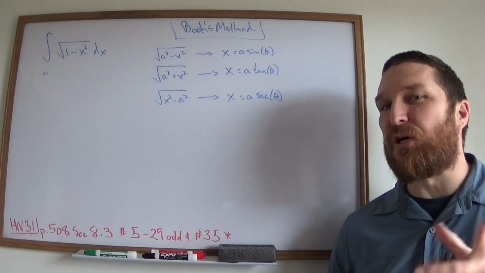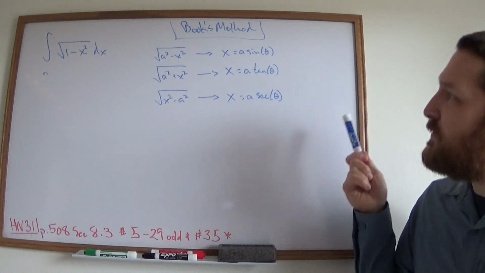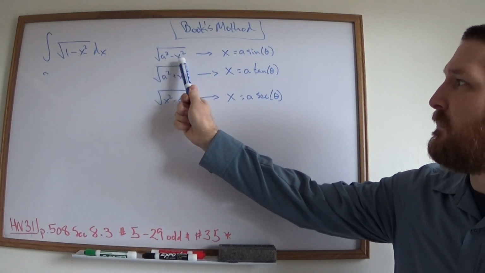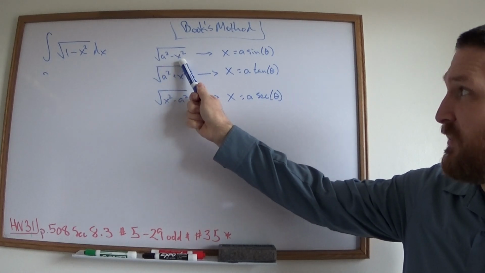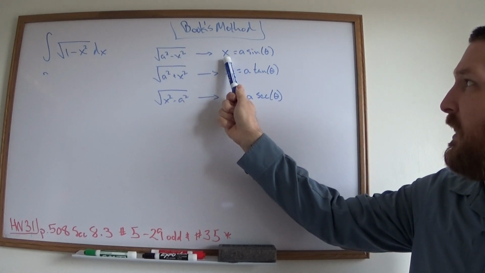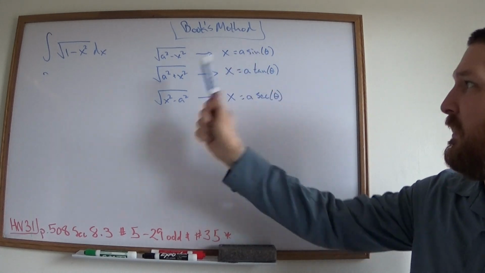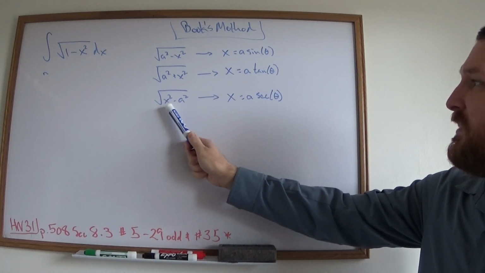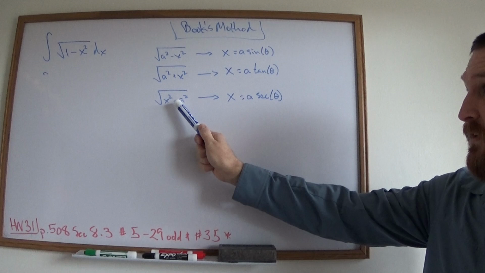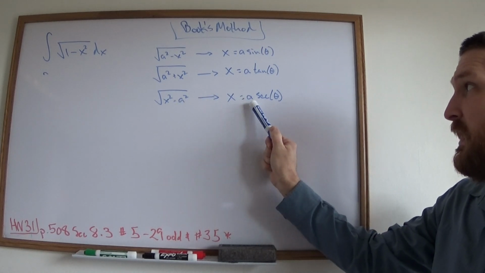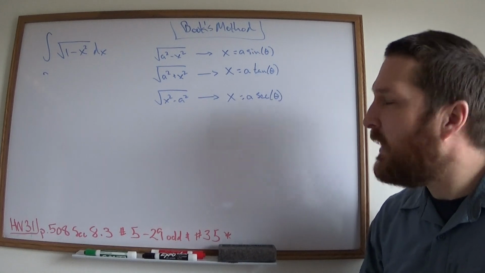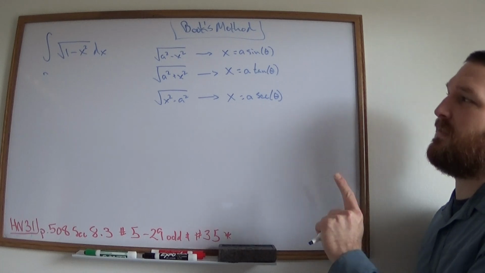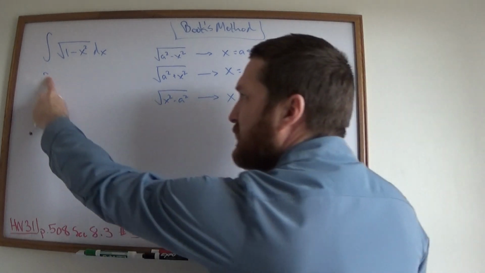So how does the book say to do this? Well, the book's method says that if your integral involves something that looks like this, root of a squared minus x squared, then use the substitution x equals a sine theta. If it's this with the plus, you use x equals a tan theta. If it's x squared first and then the minus, you use x equals a secant theta. Okay? Now, the problem with this, and we'll just do it. We'll just do what the book says to do.